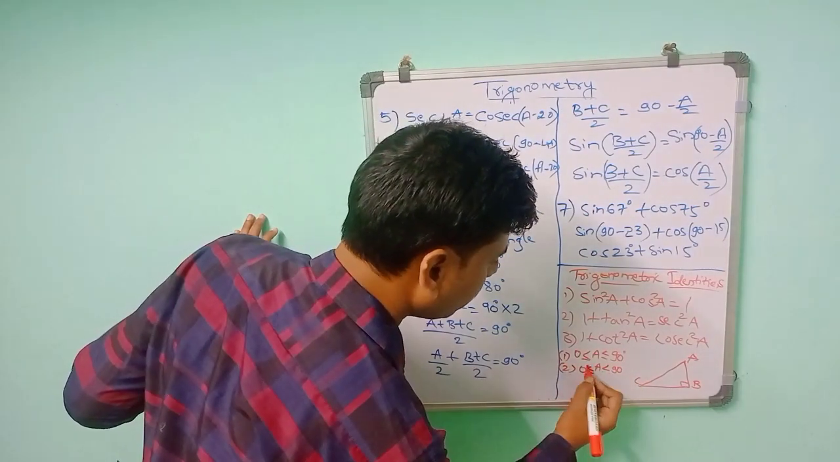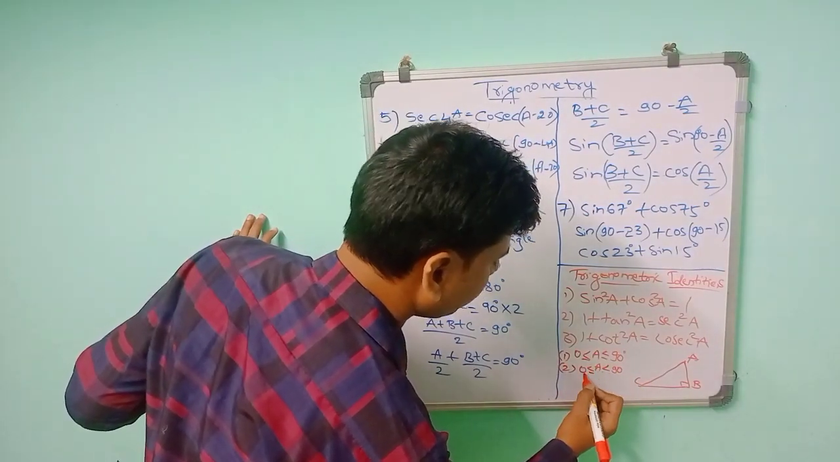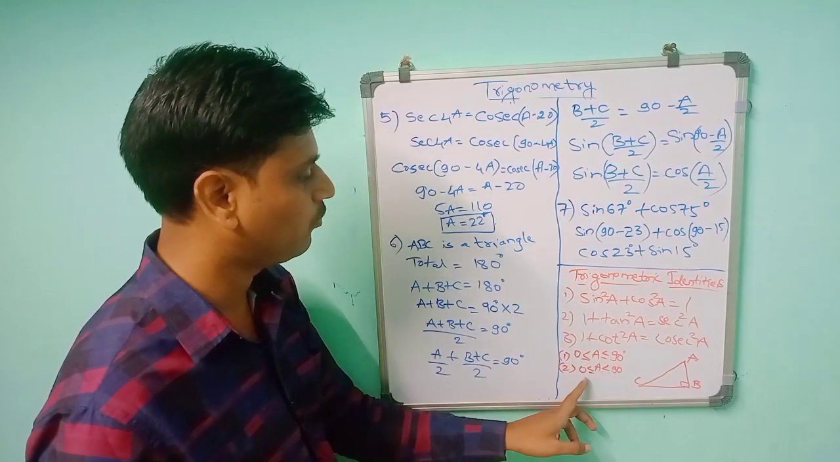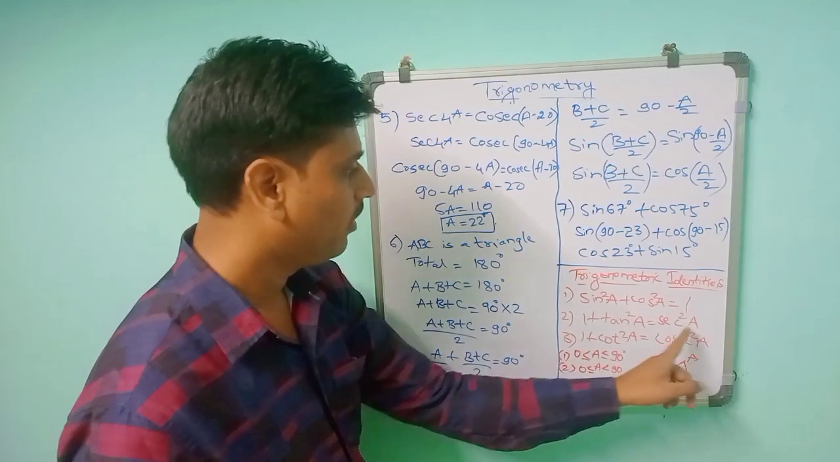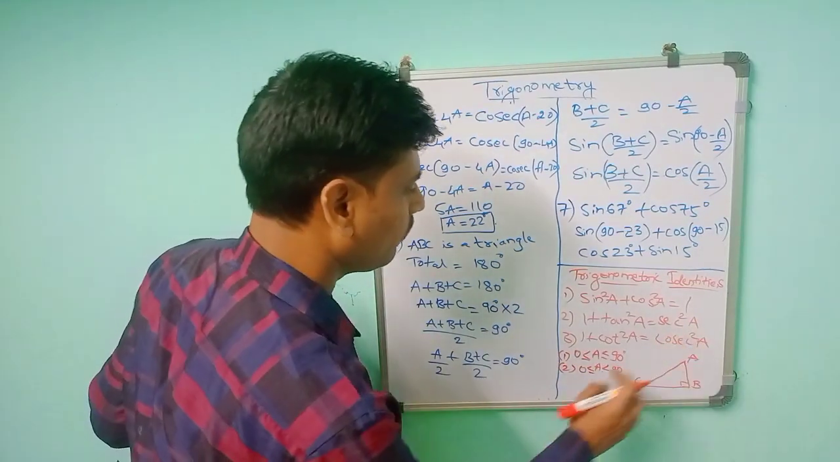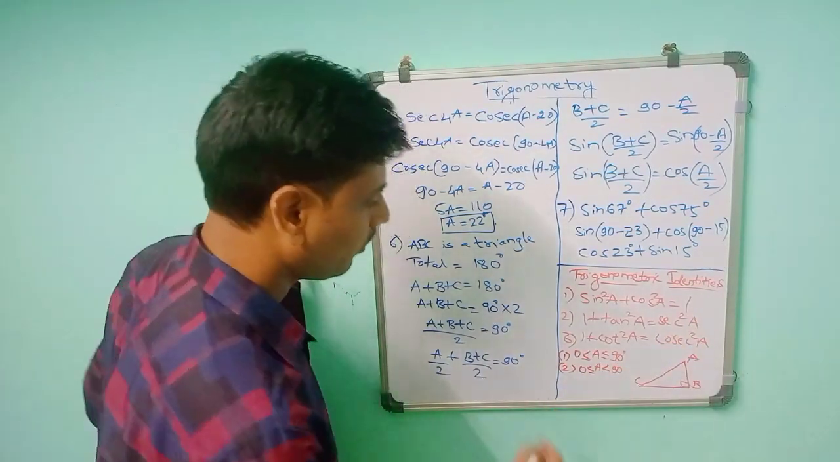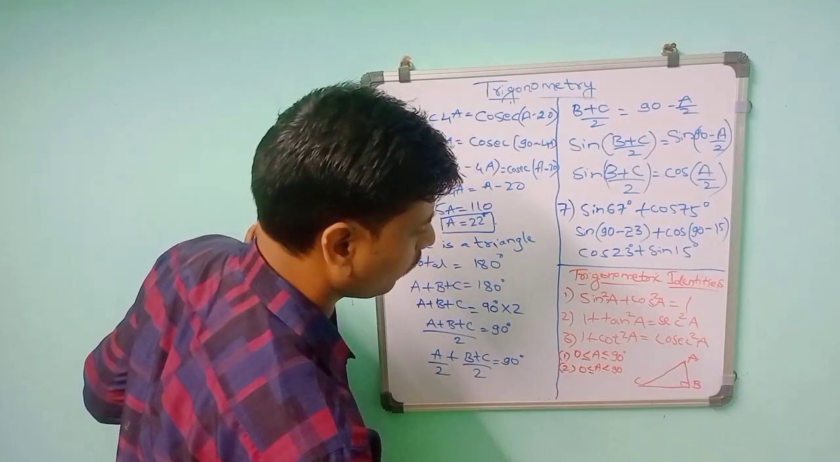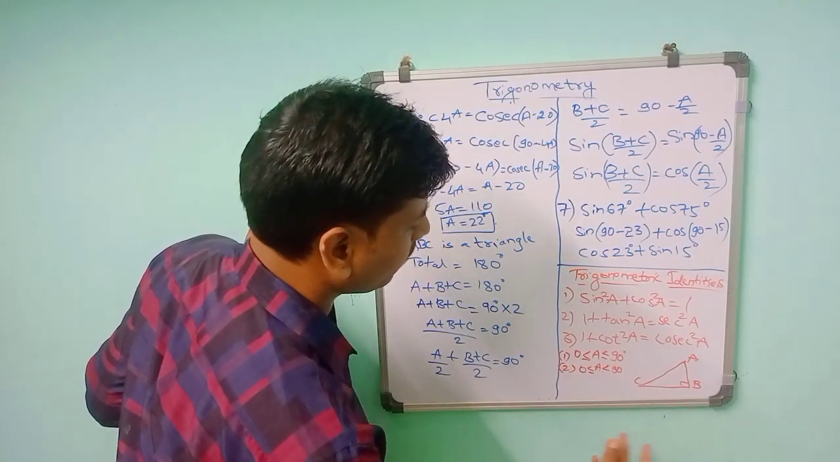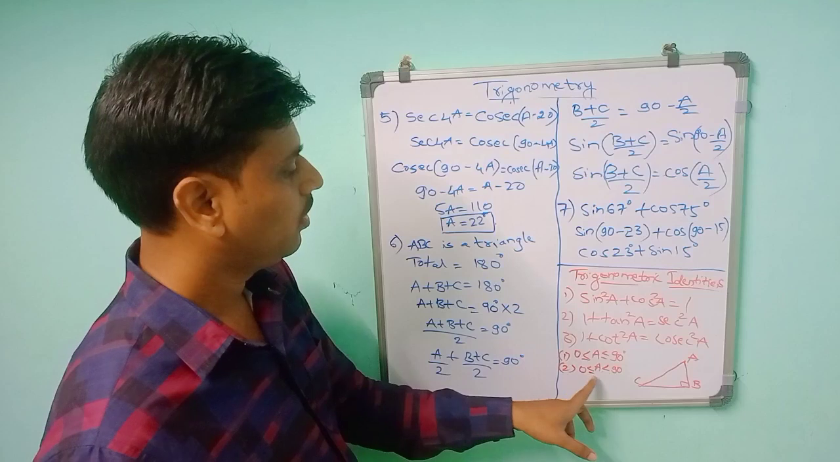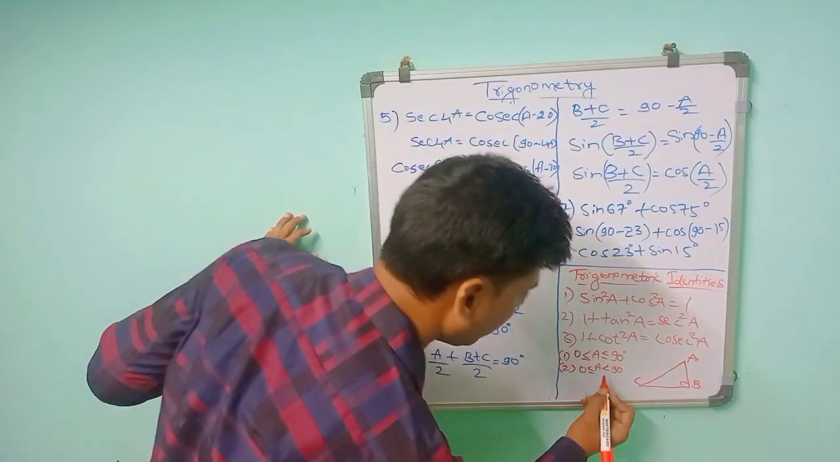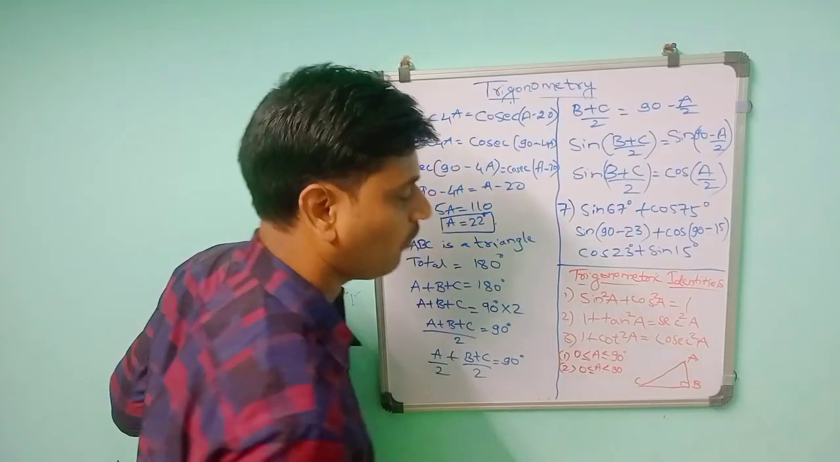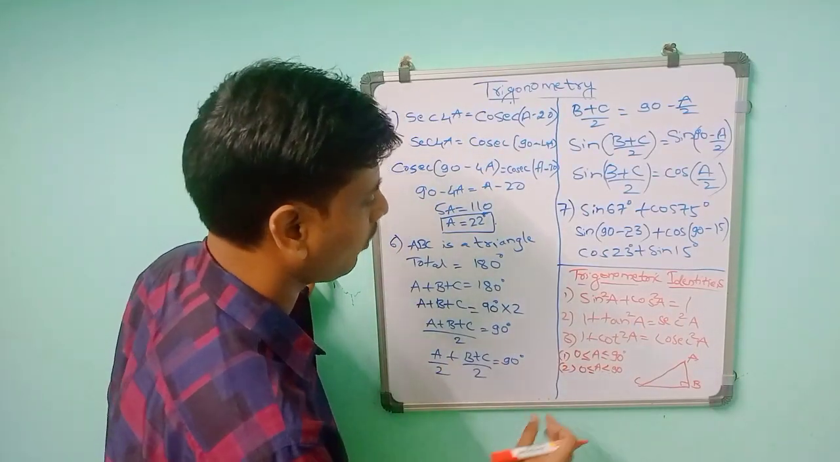So if you take 0, yes, it is eligible. Tan 0's value is 0, and sec 0 is 1 by cos 0, and cos 0 is 1. So you can take A from 0 up to less than 90. If you take A equal to 90, it becomes infinity, 1 by 0. So we can't take that value.